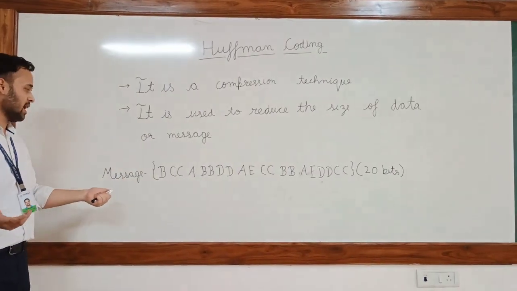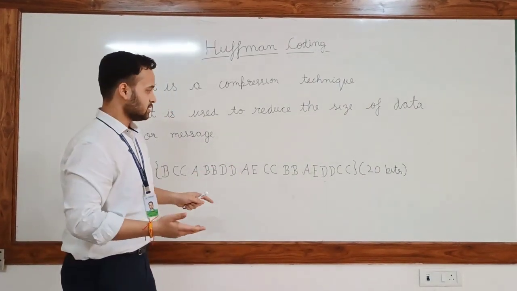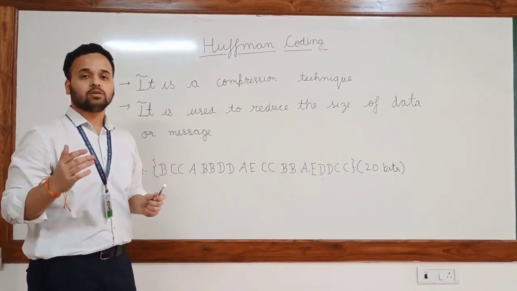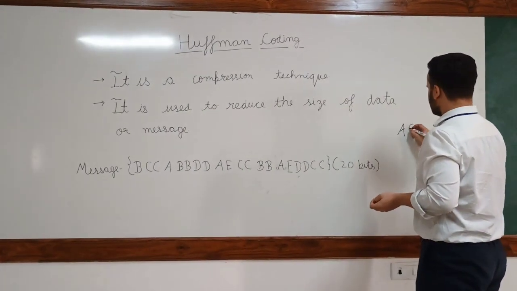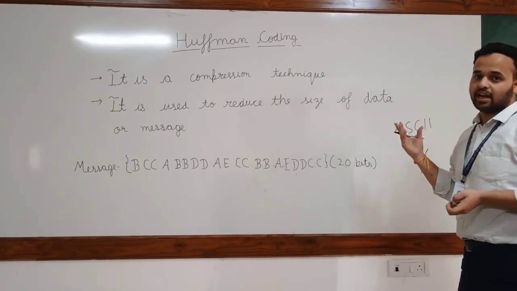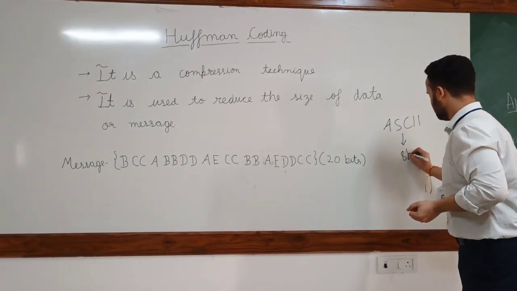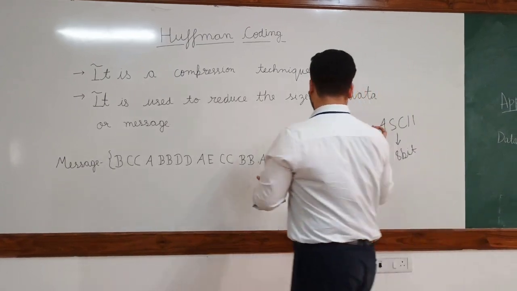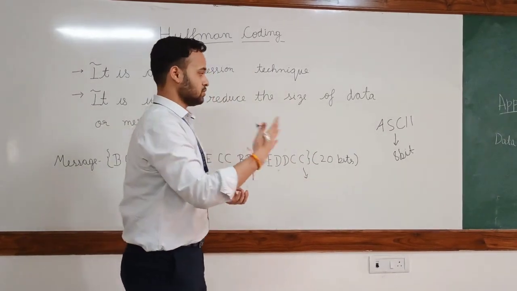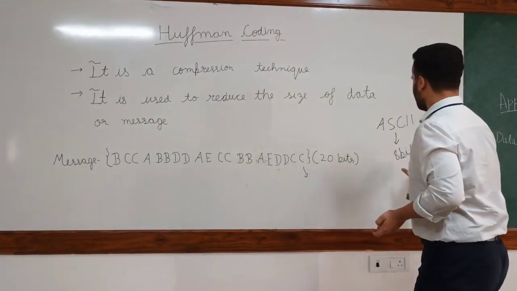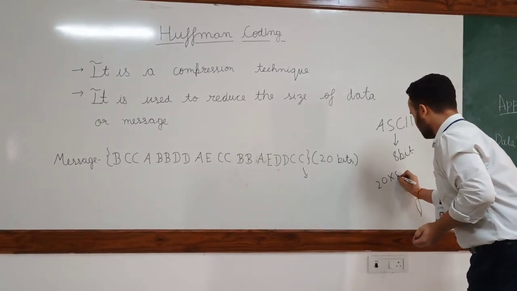So here I have a message B C C A B B D D followed by many other characters, and in total it is 20 characters. Messages are sent using ASCII code. So what are ASCII codes? ASCII code is a unique character-defining bit code. Each character has an 8-bit code. By 8-bit I mean each character, like here we have C, will have a unique 8-bit ASCII code which will be used to send it. So there are 20 characters in total and each character has an 8-bit ASCII code, so the message size will be 20 into 8, which is 160.